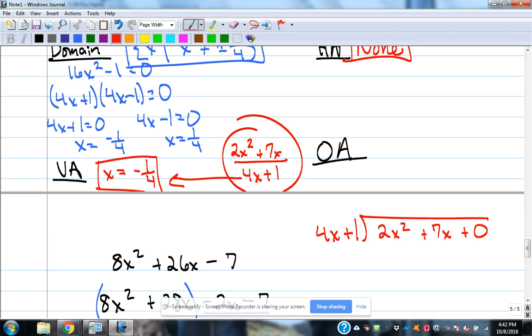Now, this one's a little tricky because you're trying to divide a 4x into a 2x squared. So the way you want to think about polynomial long division is you want to think, okay, what times this first piece gets me this piece? So what times 4 would get me a 2 in front?